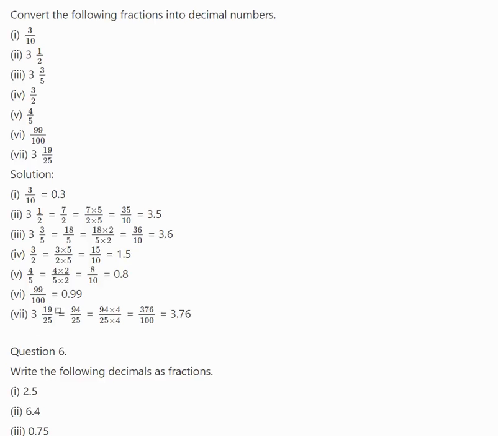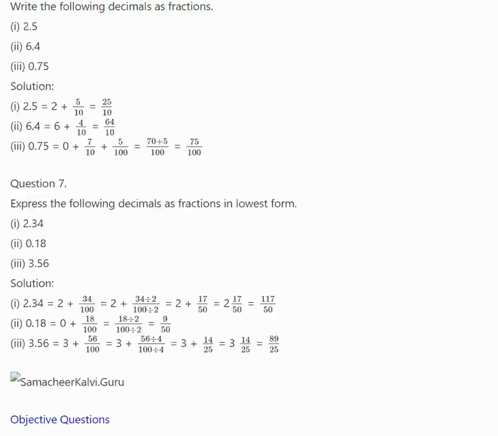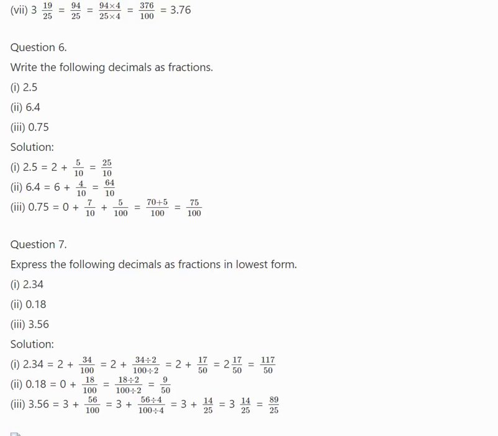0.99. So this is a mixed number, convert it as proper. Then here in the denominator we have 25. So multiplying 25 by 4 only we can get 100. So both numerator and denominator multiply with 4. 376 by 100. That is equal to 3.76. Yes, okay?